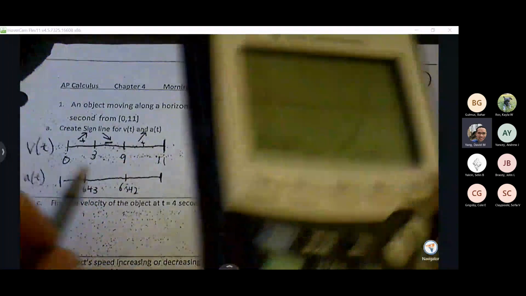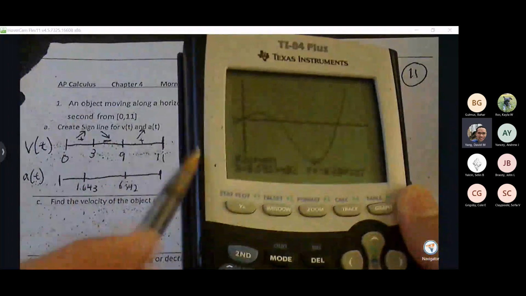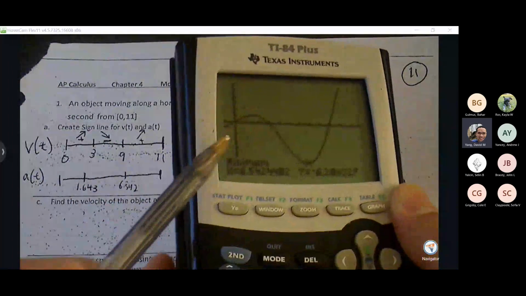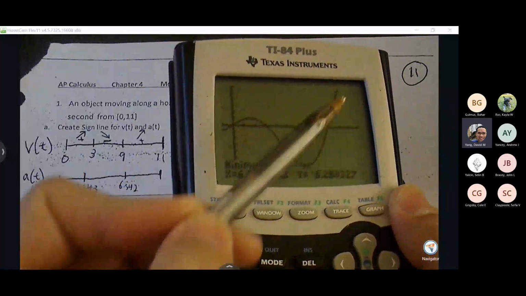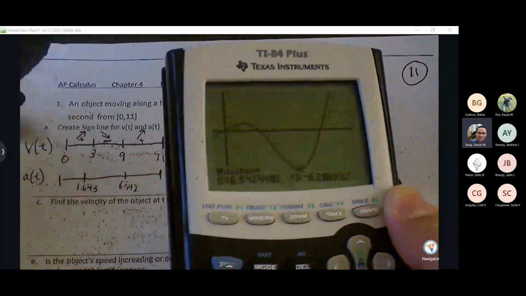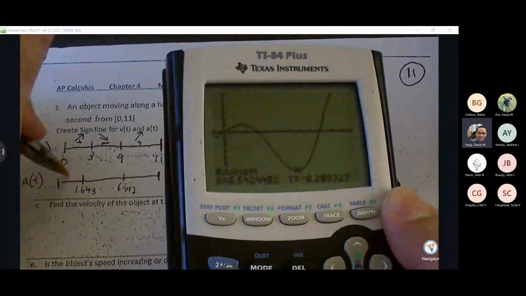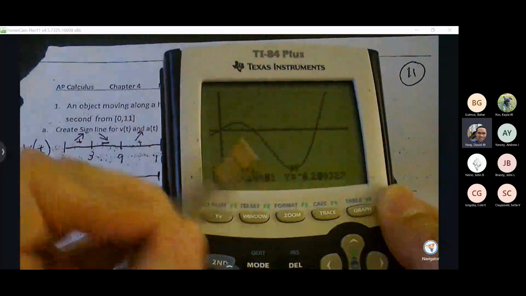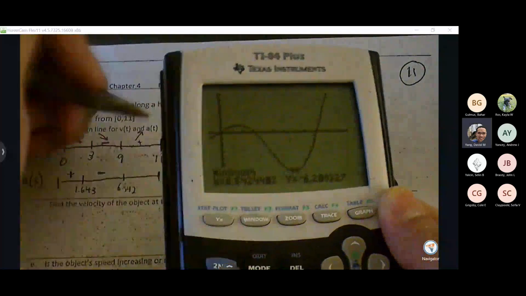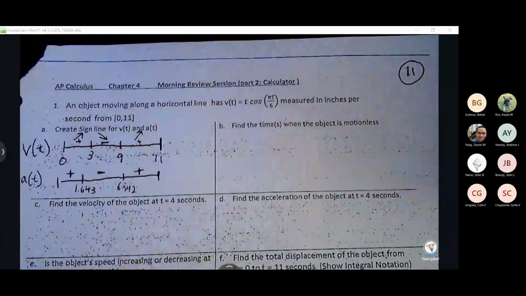If I'm looking at my concavity behavior, I'm looking at my slope, right? Wherever positive slope is, that's concave up. Wherever negative slope is, that's concave down. So we can also translate to acceleration. Positive slope means positive acceleration. Negative slope means negative acceleration.